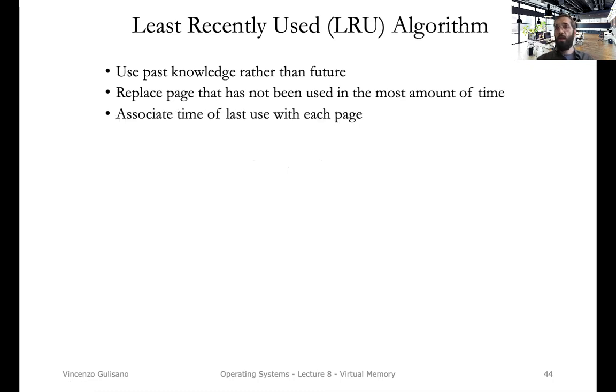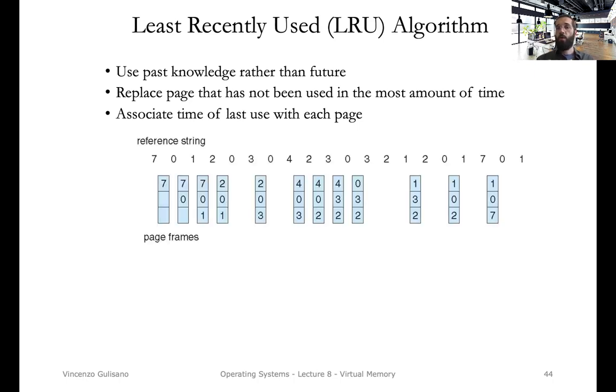So you can keep track of the time at which you access each page. And then when you have to select the victim frame, you pick the one that was not accessed for the longest time. So let's try to look here, for example. Here you need page 2, you need to select a victim frame.